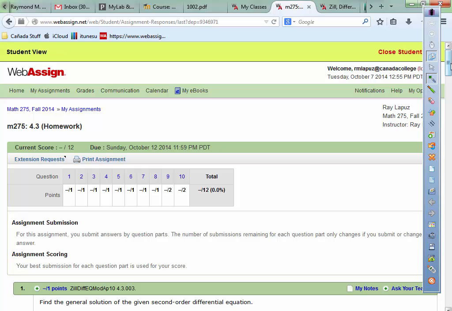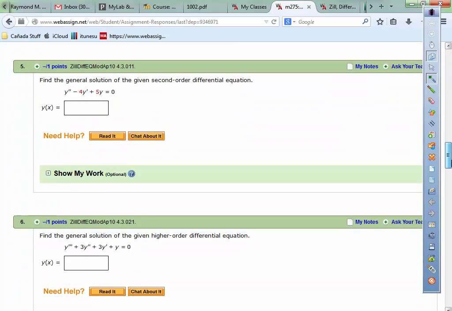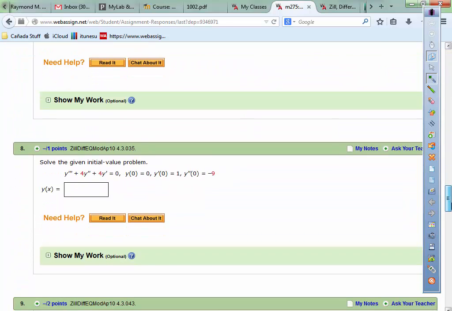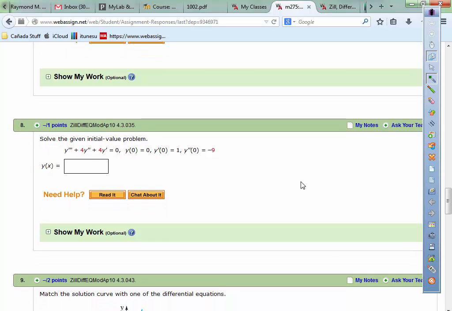So we have 10 problems here. Do you guys know what the problems are off the top of your head? 8. All right, let's do number 8 from 4.3, and then we'll pick a problem from 4.4.